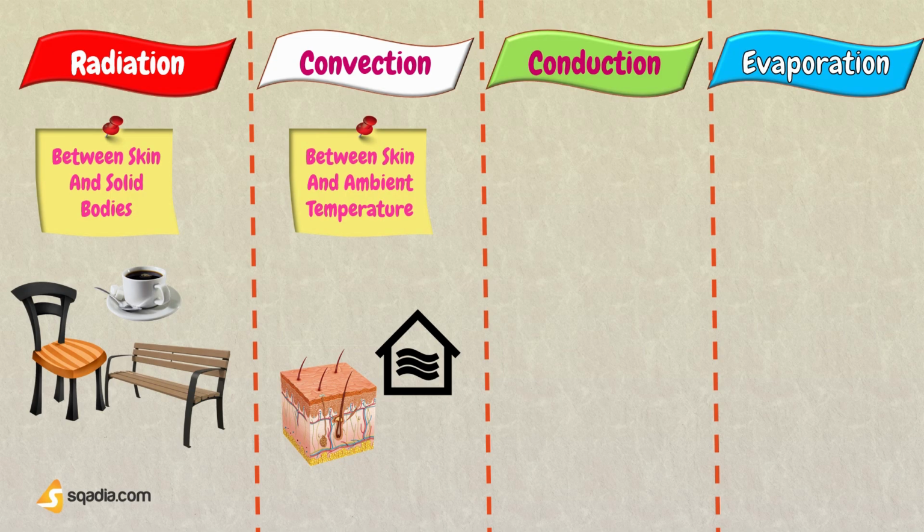Heat transfer by conduction occurs when the body touches a solid material of different temperature. For example, lying on the hot sand causes one to gain heat by conduction. Conversely, placing an ice pack on a sore muscle causes heat loss by conduction.